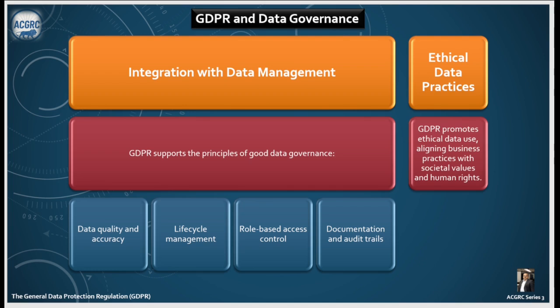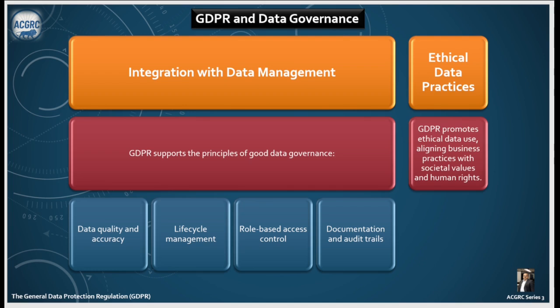Now, coming to the ethical data practice aspect, GDPR promotes ethical data use, aligning business practices with societal values and human rights. In simple language, ethical data practice means using people's personal data in a way that is fair, respectful, responsible, and honest. GDPR doesn't just give rules, it encourages organizations to treat personal data with care and respect, like you would with someone's personal belongings. In simple terms, do the right thing with people's data even when no one is watching.